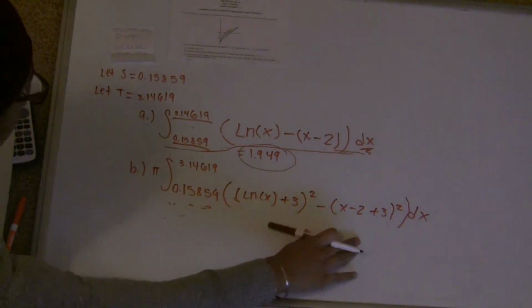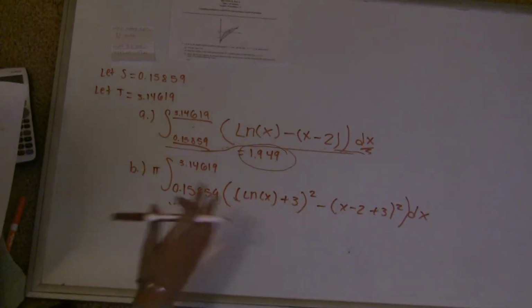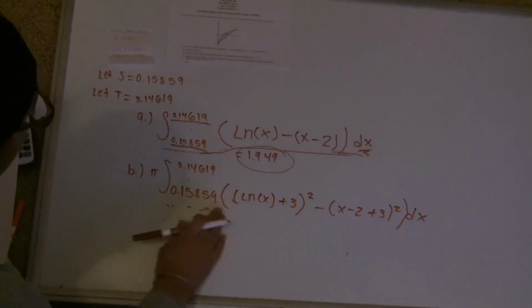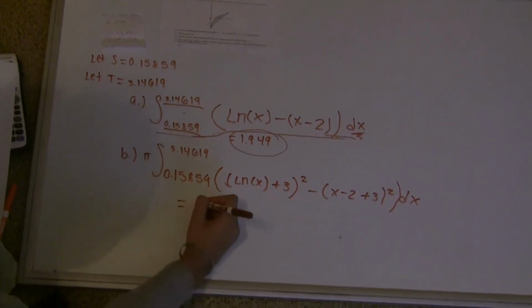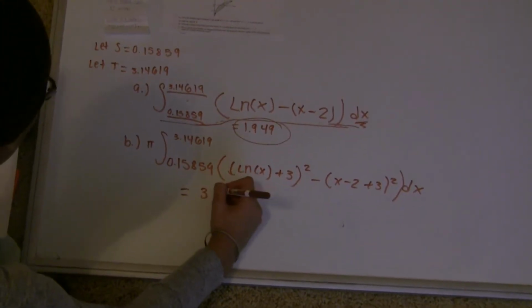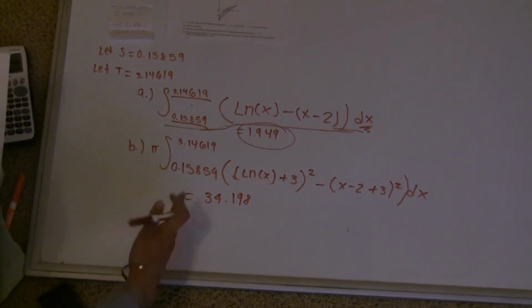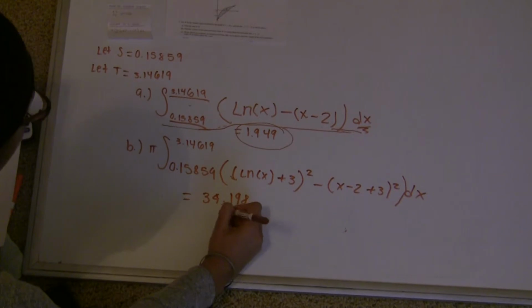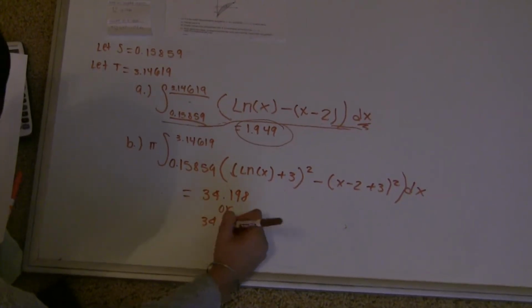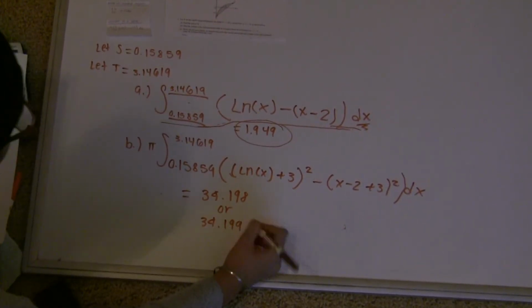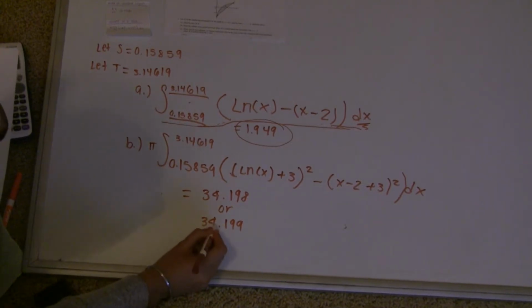They're both squared. We have the big R and the little r. So now it's time to get our answer. Once you plug everything in, you're going to get 34.198 if you don't round it. But if you do round it, you'll get 34.199. Either answer works.